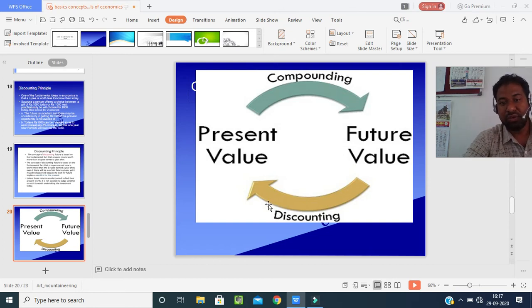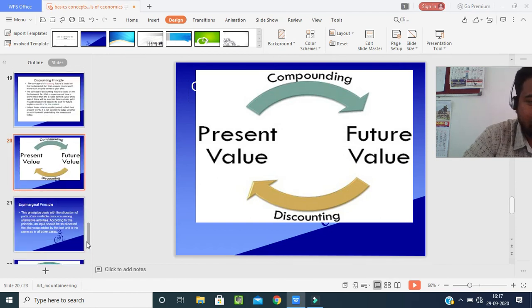So either we have to go for compounding or we have to go for discounting, and we have to decide. This is a decision the manager has to take: shall we wait for the future compounding, or shall we give a discount and fix the price now, because we don't want to take the risk in the future? So it depends on that.